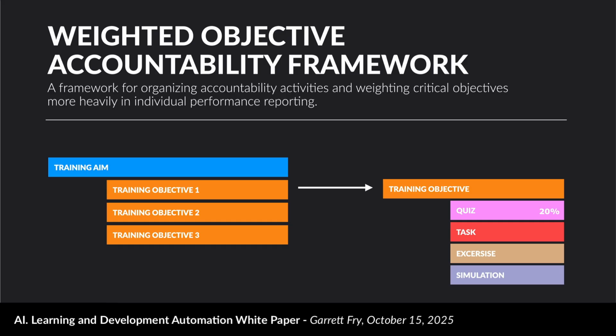Each accountability activity is weighted by its level of importance to the objective, and then each objective is weighted to its level of importance to the overall training aim. This framework allows for critical objectives to carry more influence in the overall score, and each training objective is reported on separately for each individual, giving a full picture of the participant's performance for the training.